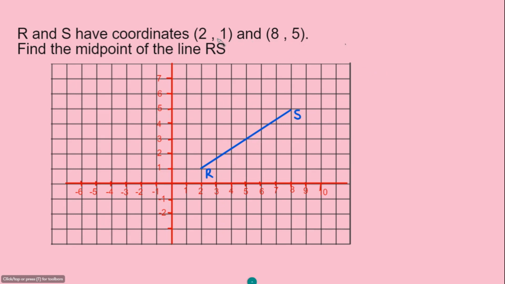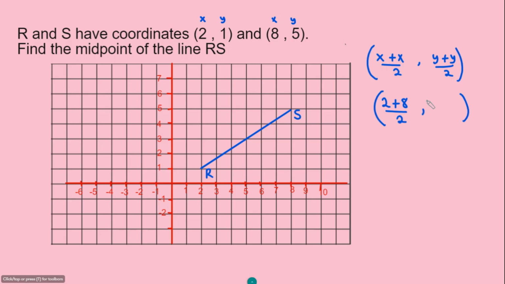So to find the midpoint, I need to add my x's and divide by 2, and add my y's and divide by 2. For the first coordinate, this is x and this is y. This is x and this is y. I'm going to find the average of the x's, x plus x divided by 2, and also the average of the y's, y plus y divided by 2. Of course, I have to put that in brackets. The x values here are 2 and 8, so you have 2 plus 8 divided by 2, and for y, 1 plus 5 divided by 2.